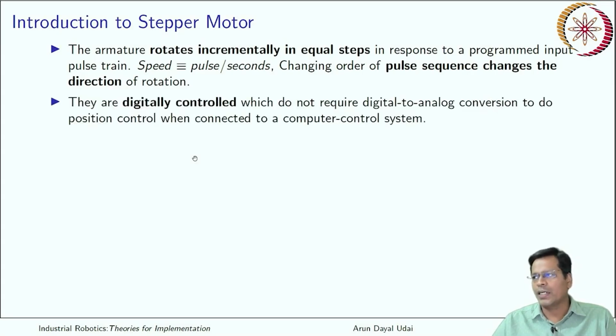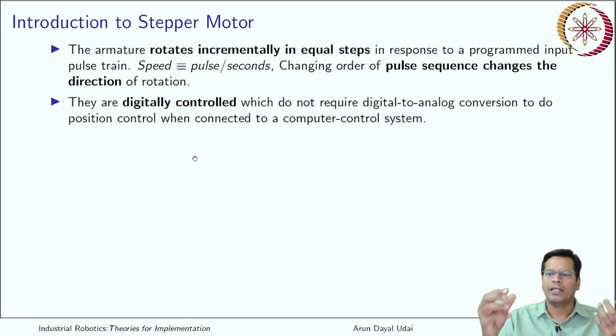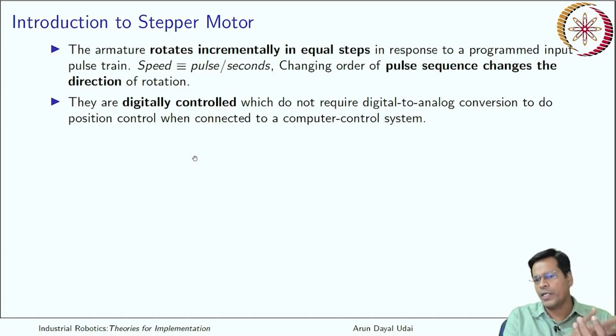They are digitally controlled and do not require any digital to analog conversion for position control. In the case of a DC motor, if you want to do position control, you have to take feedback in terms of angle, convert it and compare it, and then you have a controller which does some sort of control. That is all not there in the case of a stepper motor. Even if you want precise position control, the hardware allows you to do it without any feedback, as long as the load is within the prescribed limits and the motor is not slipping.